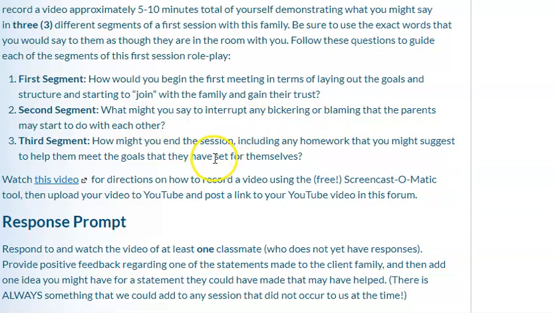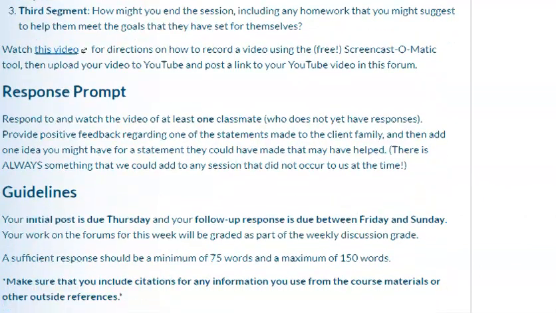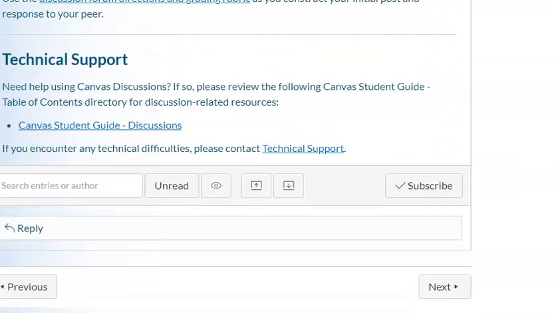And then the third segment, how might you end the session, including any homework that you might suggest to them to help them meet the goals that they have set for themselves. So you're going to watch this video on how to do the recording if you have not previously done a recording with Screencast-O-Matic. You're going to upload that video by Thursday, and you're going to respond to at least one other classmate between Friday and Sunday of this week.